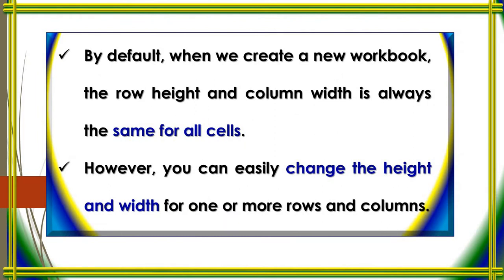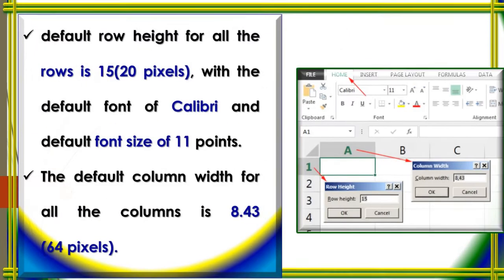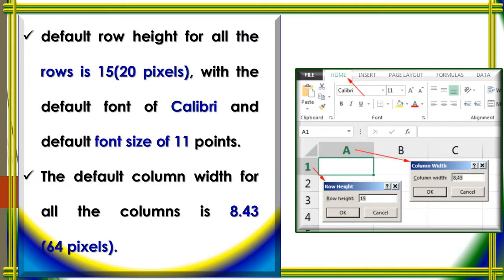By default, when we create a new workbook, the row height and column width is always the same for all cells. However, we can easily change the height and width for one or more rows and columns. The default row height for all the rows is 15 with the default font of Calibri and default font size of 11 points. The default column width for all the columns is 8.43.